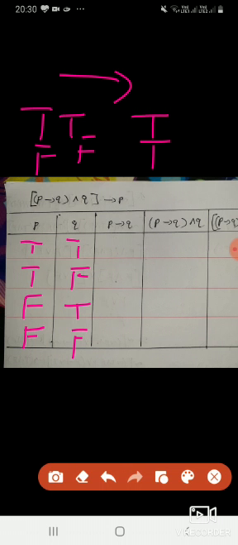First, P to Q. True to true, it is true. True to false is false. False to true is true. False to false is also true.